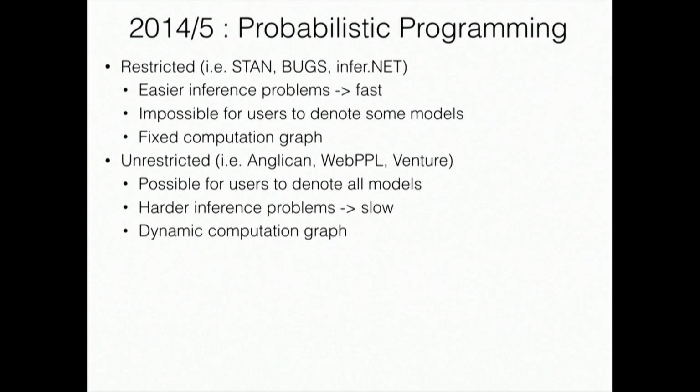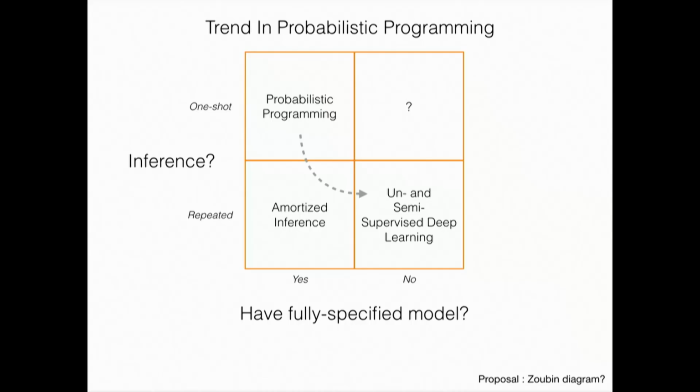At the time, there were also these crazy people who were working on unrestricted languages, like Anglican, Web PPL, Venture, so on and so forth, which made it possible for users to denote all kinds of models, but led to really hard inference problems, meaning slow and impractical. They correspond in the neural net language to things like dynamic computation graphs. In general, all of these languages, at that time, were focused on fixed, trusted model, one-shot inference, really doing statistics rather than AI. Now there's some bleed through, so on and so forth.